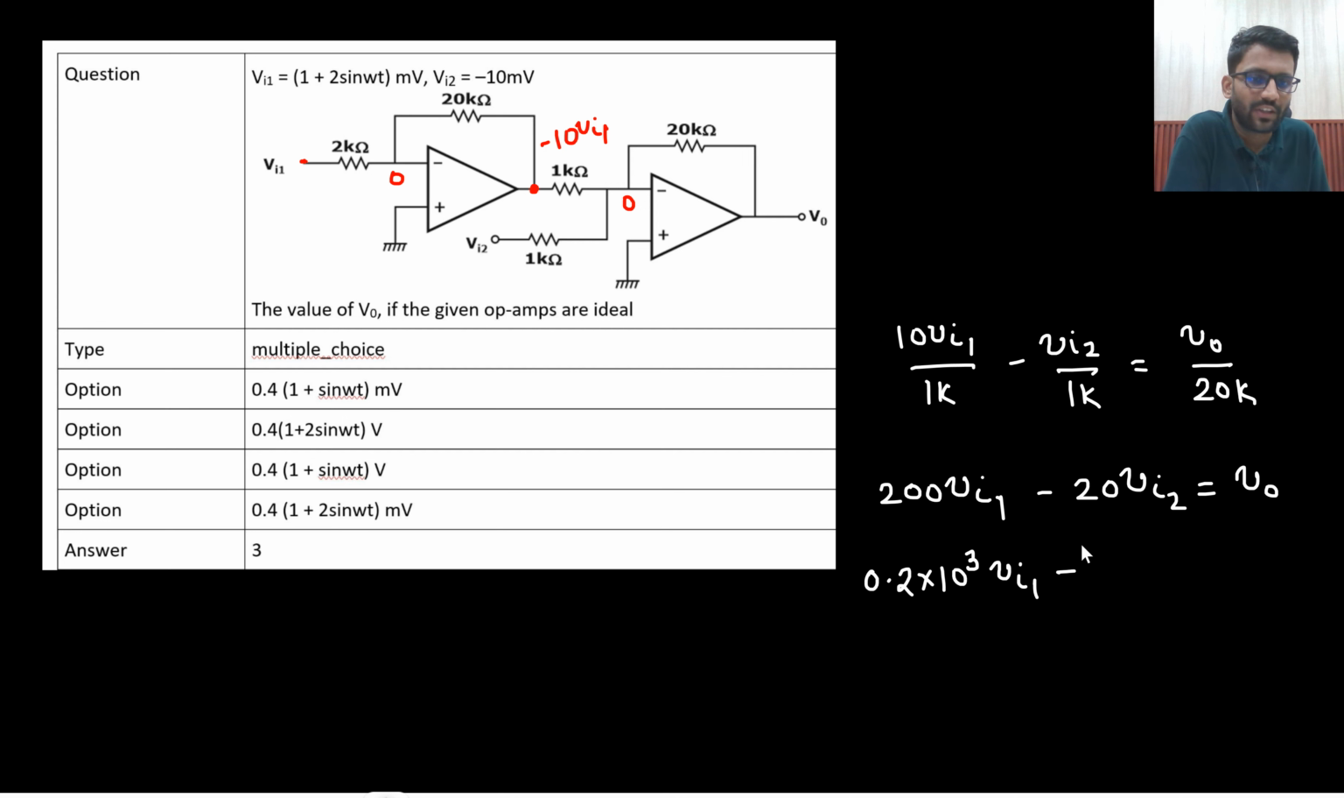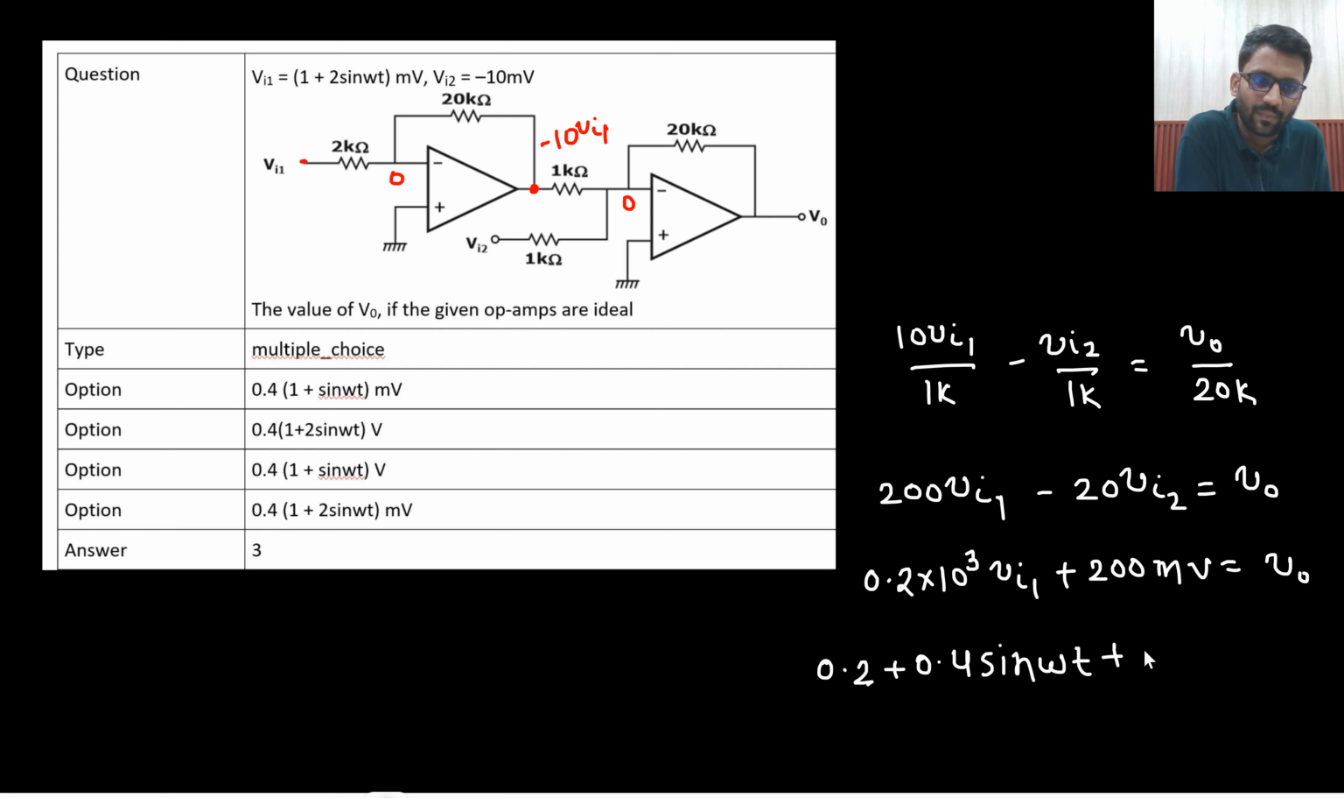Similar thing I can do here, because what is V in 2? V in 2 is minus 10 millivolt, so this would be 200 millivolt into V in 1. This is 200 volt and this is millivolt, so it would be simply 0.2 plus 0.4 sine omega t plus 0.2 is equal to V naught. So V naught would be 0.4 into 1 plus sine omega t.